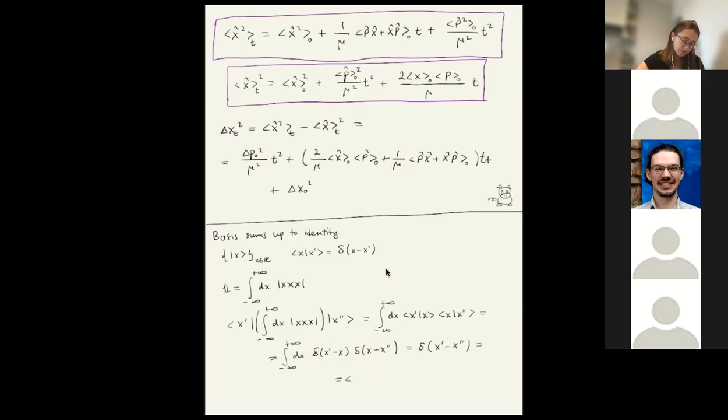And this is equal to ⟨x'|identity|x''⟩ for all x' and x'' in R, which means that since this holds for all x' and x'', which form a basis, we can conclude that our initial expression is indeed equal to the identity.